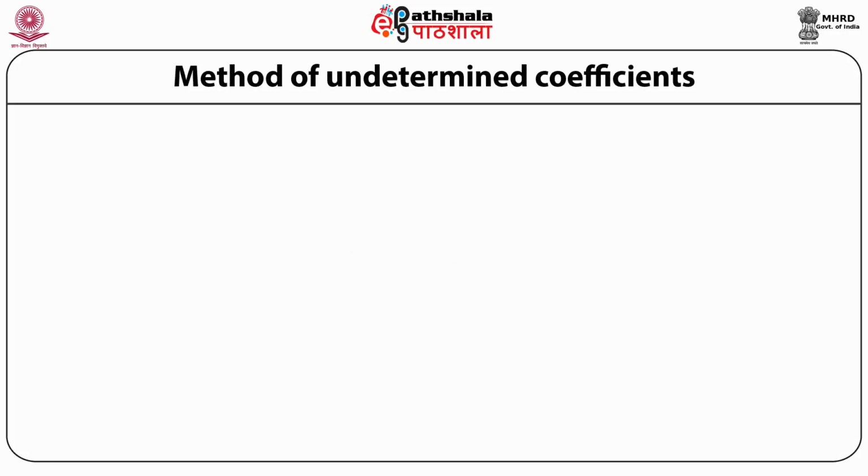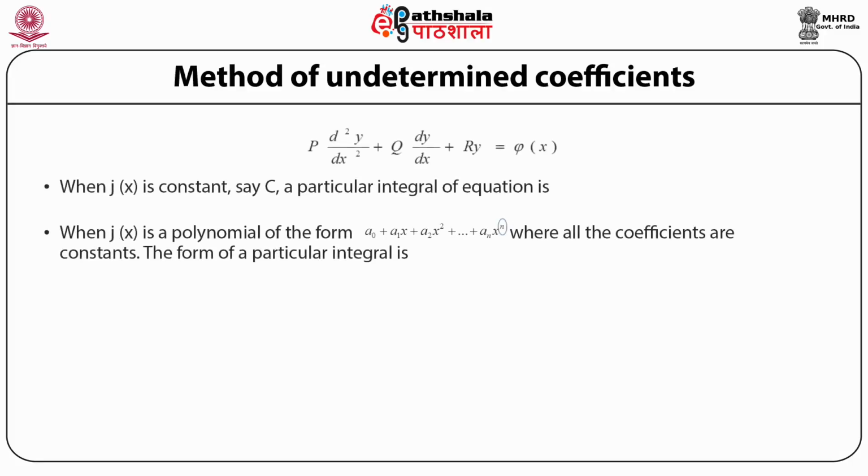Now we are going to solve using the method of undetermined coefficients. We have the general equation p d squared y by dx squared plus q dy by dx plus ry is equal to psi of x. When psi of x is a constant, say c, then the particular integral will be y is equal to c by r.